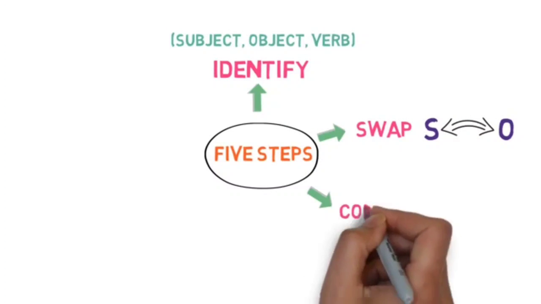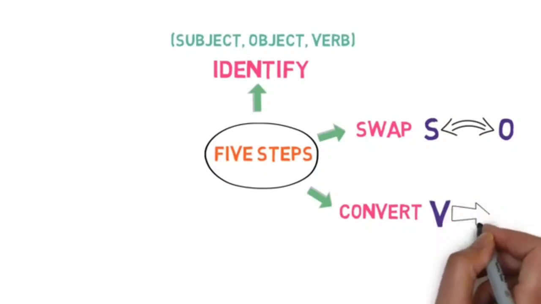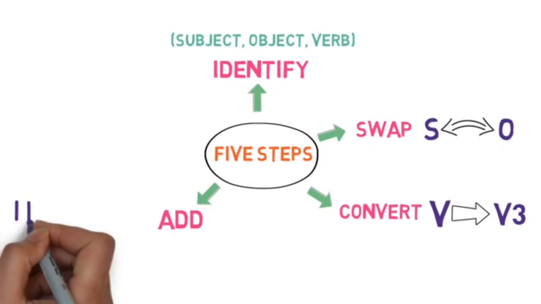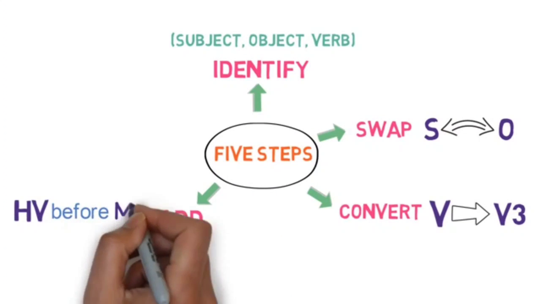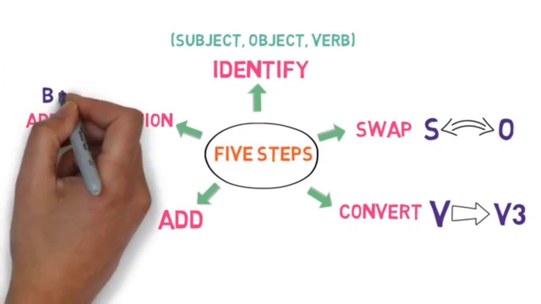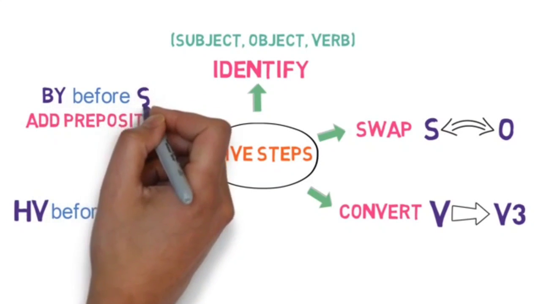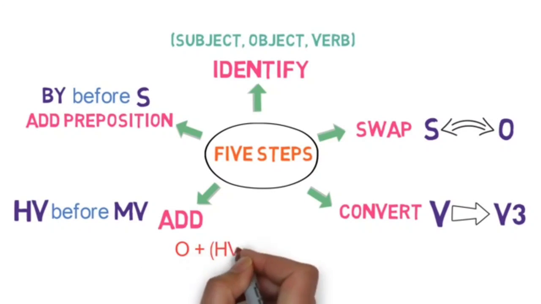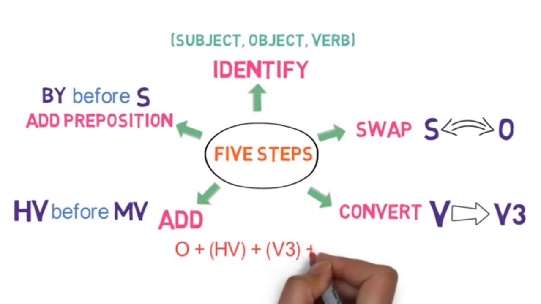Third one, you have to convert the verb form into verb 3 form. And the fourth one, you have to add a helping verb before the main verb. And fifth point, you have to add the preposition by before the subject. So children, these are the 5 basic steps to change the sentence from active to passive voice. Then the sentence structure of passive voice is object, helping verb, verb 3 form, by subject.